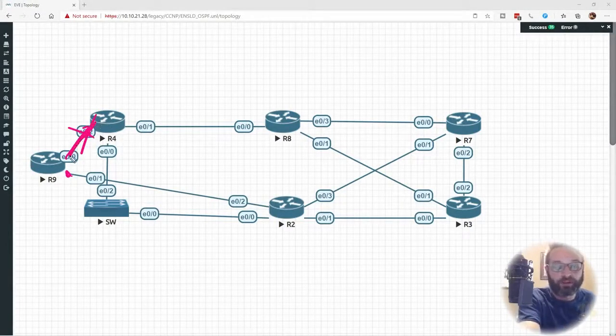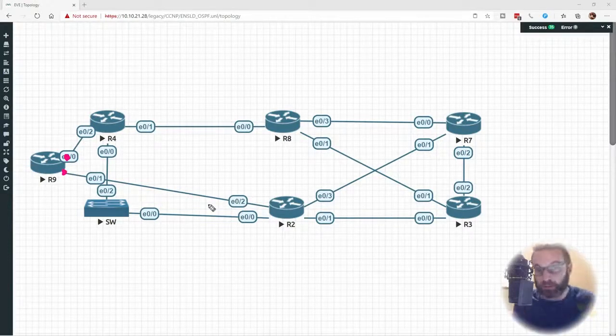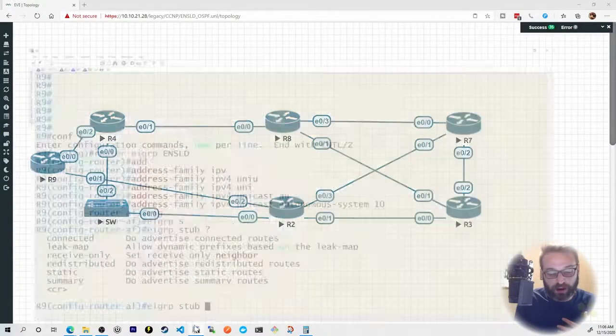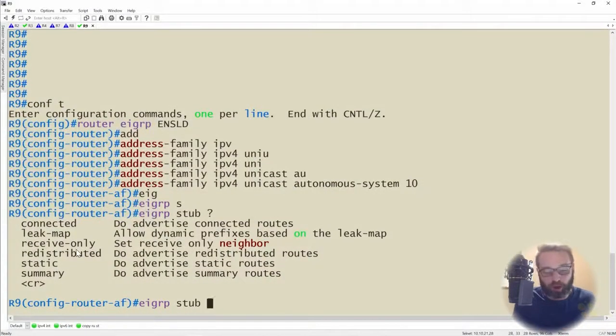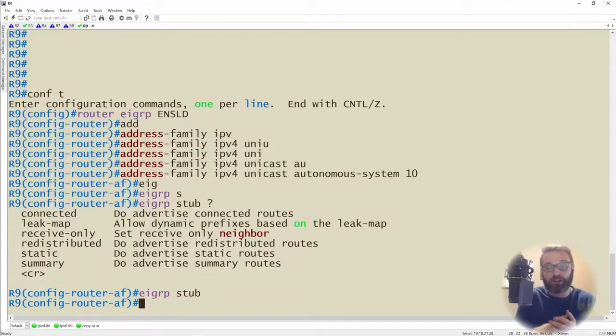The same thing goes as R4 advertises routes to R9. It will not forward routes to R2. R9 will only be able to advertise its directly connected routes or a summary address that we put in. Now, as you can see right here, based on the little question mark, we can override this behavior. We can enable it to advertise static, redistributed. We can even set it to receive only and not advertise anything. And then there's something called leak maps, which is a little more advanced, but I'm going to talk about that later. For now, I'm going to leave it on the default of eigrp stub.